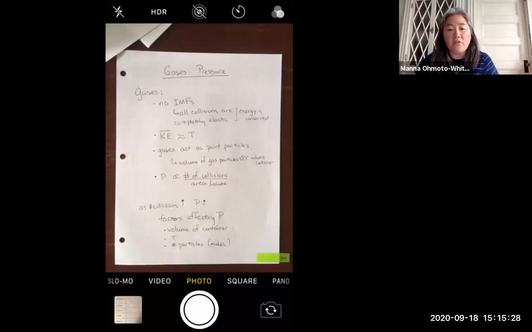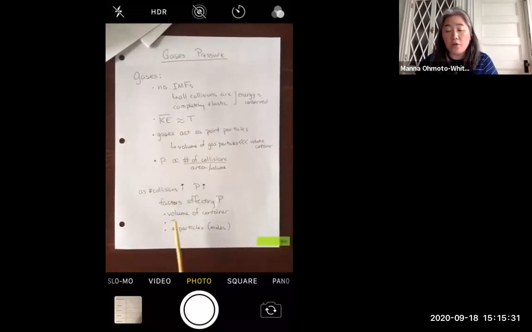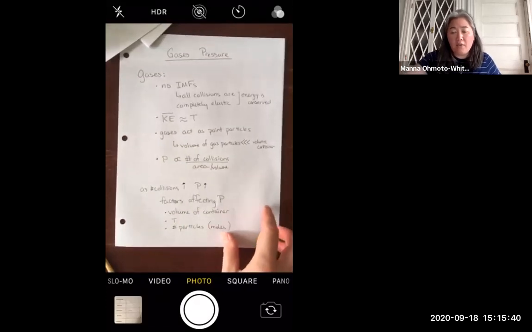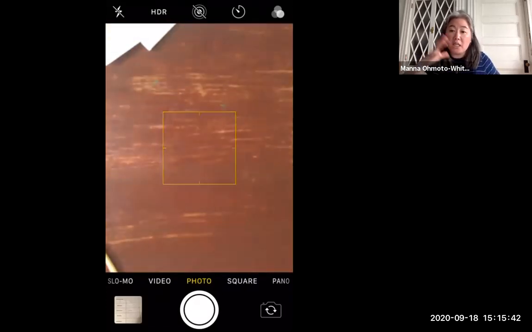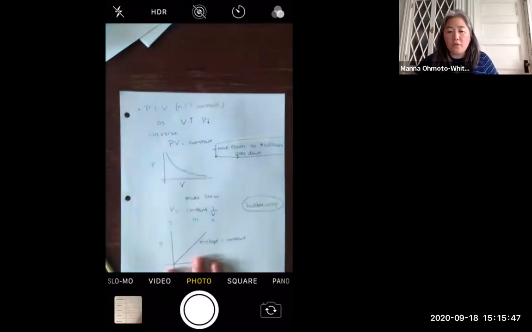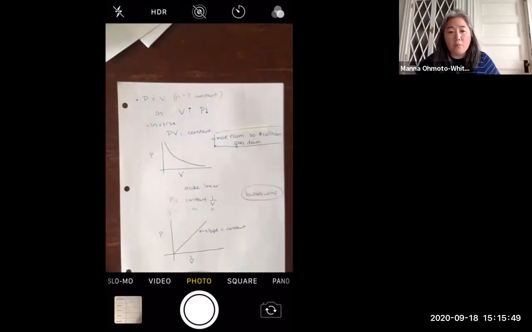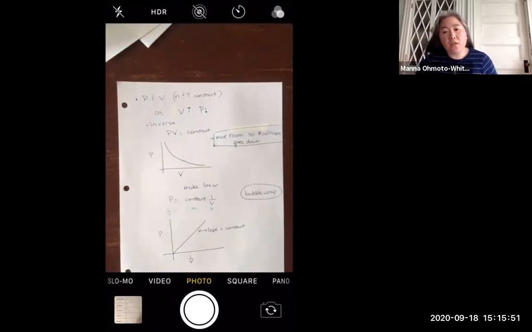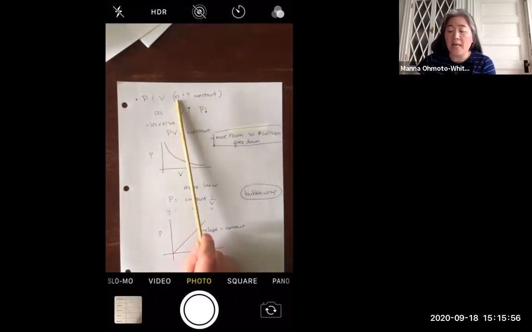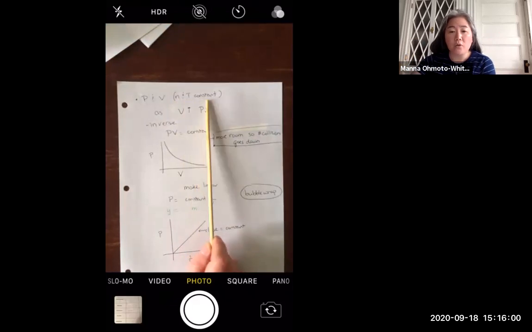So the factors that affect the pressure of a gas are going to be the volume of the container, the temperature of the gas, and the number of particles that I have in that container. And it's going to be a container, even if we're talking about atmospheric pressure; we can talk about the container of our atmosphere. So our first relationship is going to be pressure and volume. And when I'm looking at two variables, that means that my other variables remain constant. So n, which is standing in for number of particles, moles, and the temperature are going to remain constant.